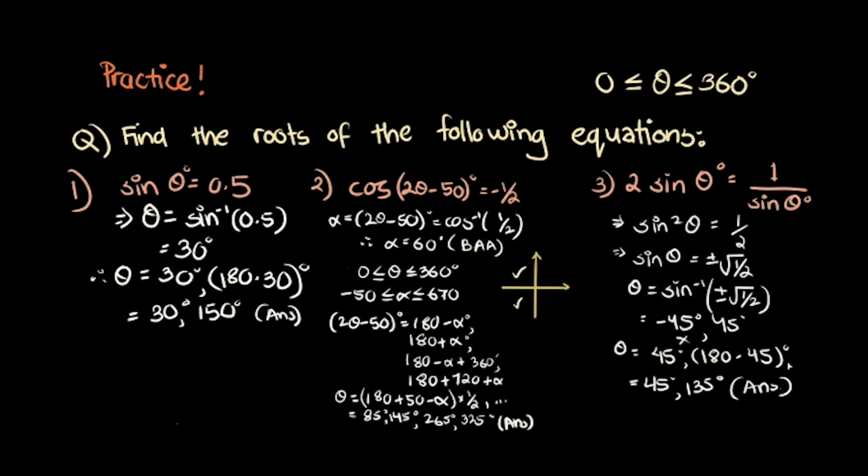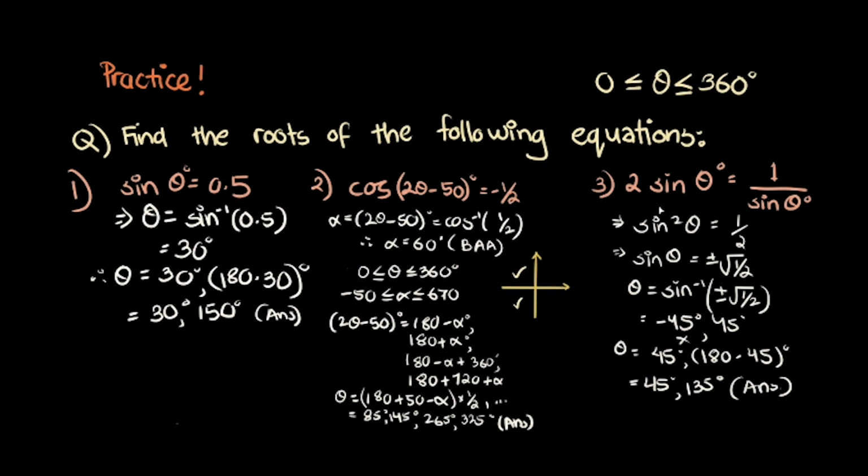Now, don't be scared by how much writing you see on the screen. The general process behind each question is pretty much the same. Number 1 portrays it pretty well. You take sine inverse and find the basic acute angle, which is 30 in this case. Then you find the remaining angles within the specified interval, making sure they're in the proper regions.